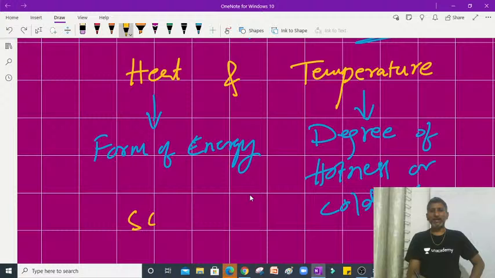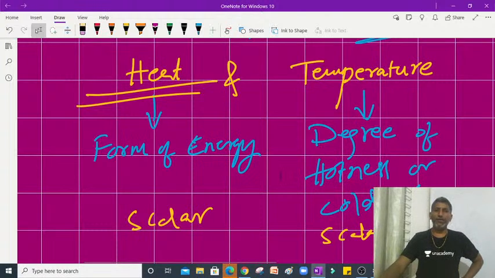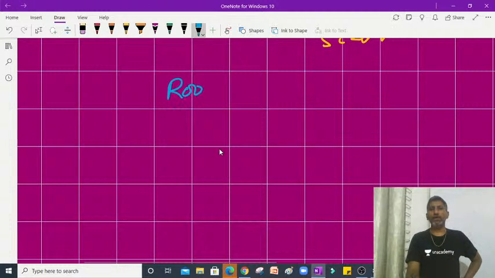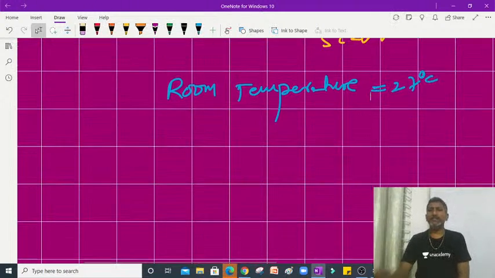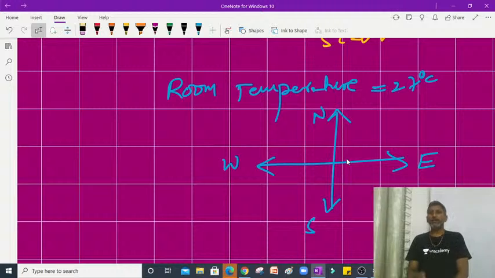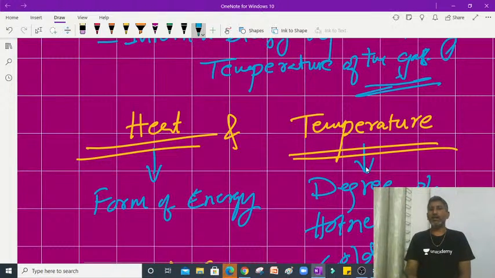And as you know, both of these are scalars only. Why? Because there is no specified direction for heat. It's basically energy. Energy, work done, power are scalars, as we know, and temperature is also a scalar quantity. Room temperature is usually taken as 27 degrees centigrade. For this 27 degrees centigrade, we cannot assign a direction, like north 27, south 27, east 27, west 27. So there is no specified direction for temperature; therefore, temperature is also a scalar quantity.